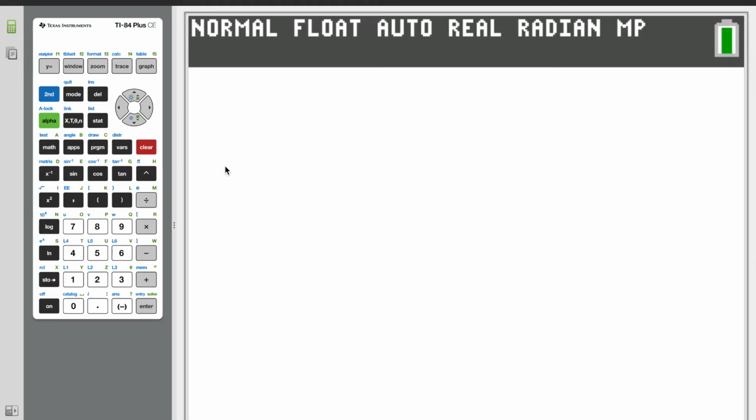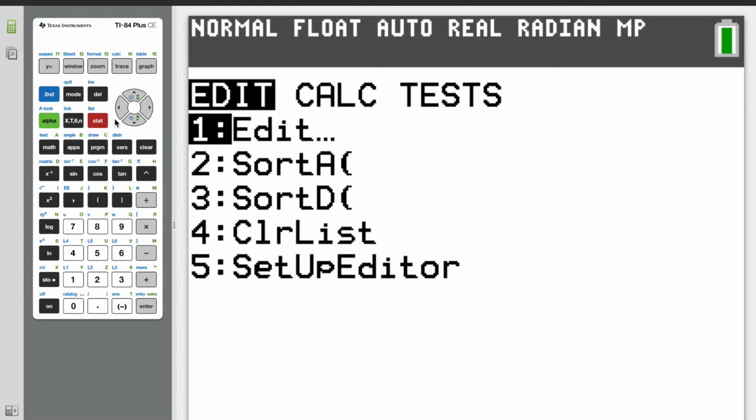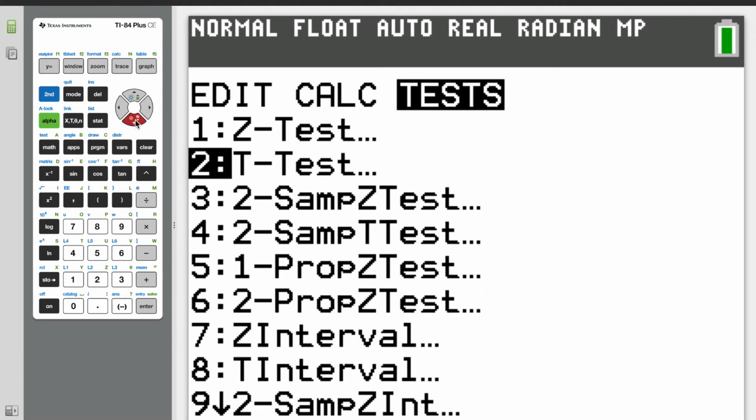In this video, we're going to learn how to calculate a confidence interval for a difference between means problem. And so if we click on our Stat button and we go over to Tests, we're first going to look at the 2 sample Z interval, which is option 9 on your calculator.